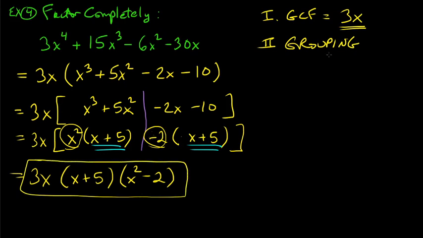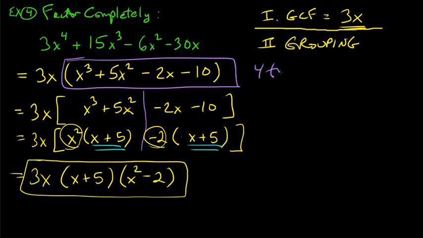So this was essentially two steps. We had to factor out the GCF first, that's the 3x. We factored that out, and then we looked at what's left over. This thing here has four terms. Whenever you see four terms, you should be thinking grouping: can I split them up, do the first two terms and the second two terms separately?